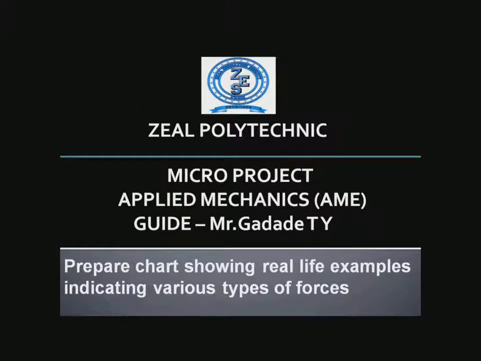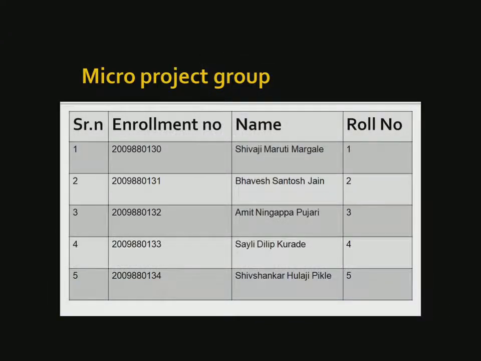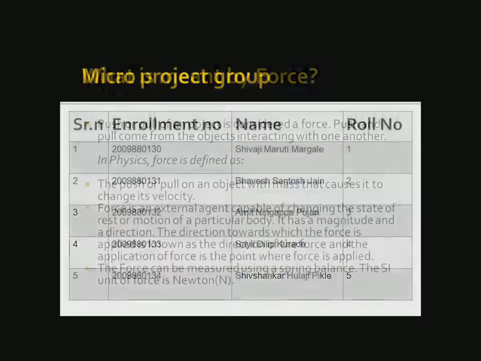So let's get started with our project. The topic of the project is: prepare a chart showing real life examples indicating various types of forces. There are 5 members in our group. First is Shivaji, second is Bhavesh, that is me, third is Amit, fourth is Sally, fifth is Shiv Shankar.